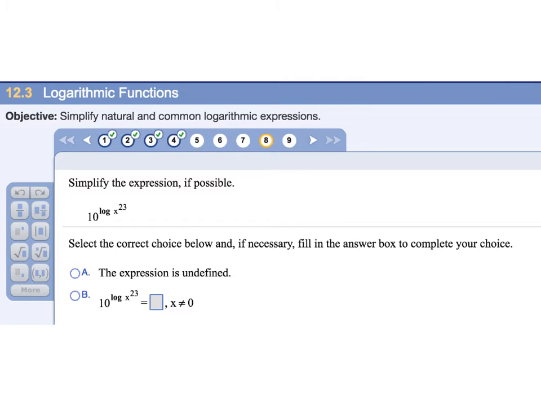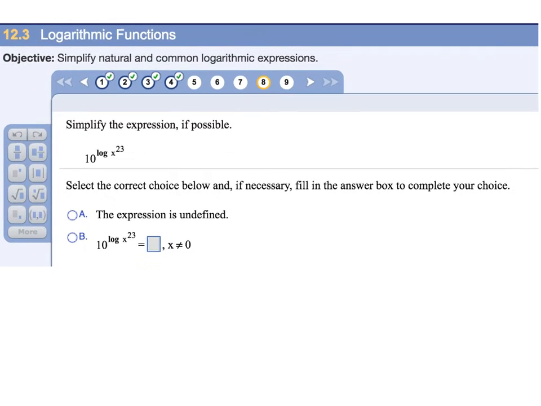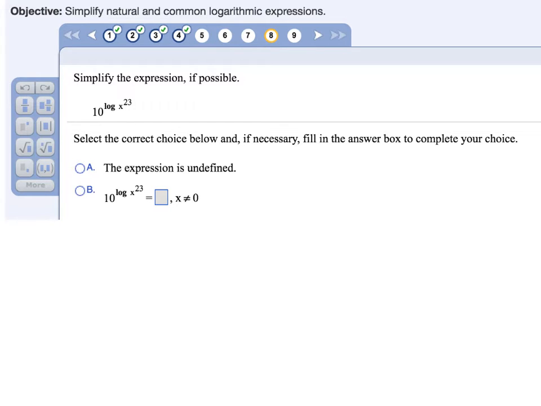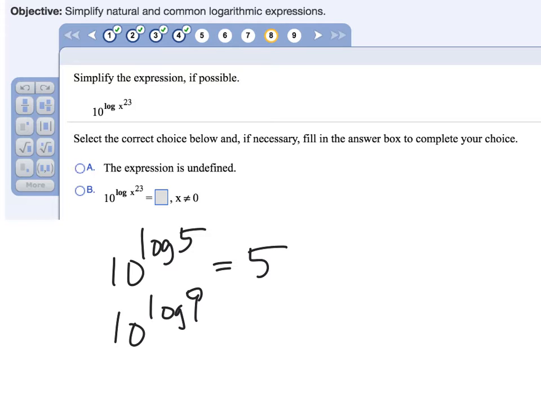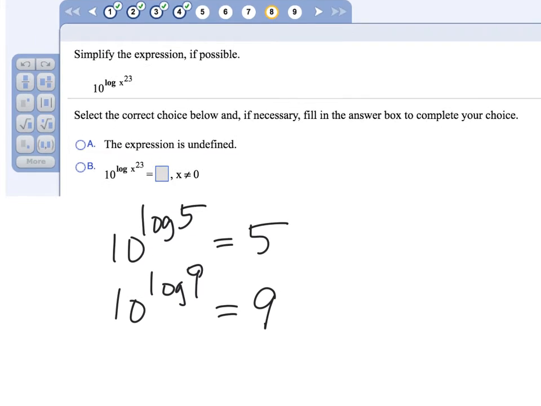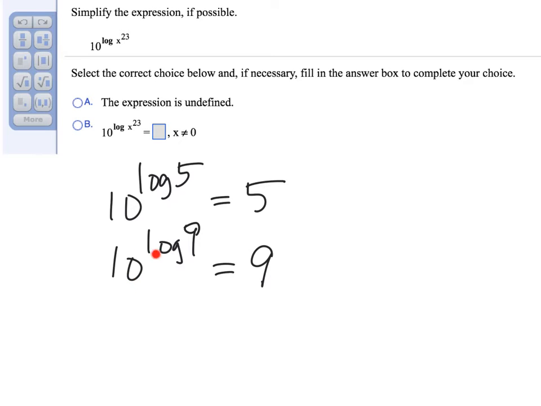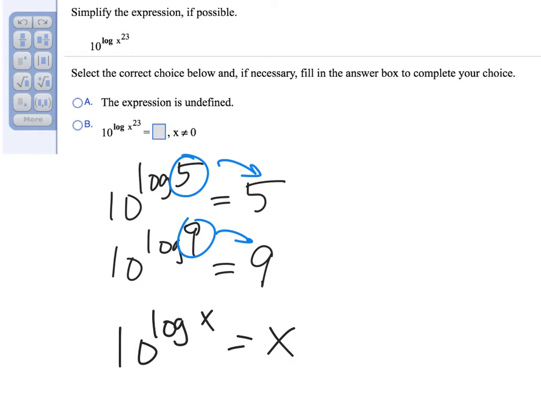So taking the pattern from that previous problem, we see that when we had 10 raised to the log of 5, the answer was 5. And if we were to say, okay, what about 10 raised to the log of 9? Well, the answer is 9. So it turns out that with 10 raised to the log of a number, that number becomes our answer. So really, if we were to say 10 raised to the log of x, the answer is going to be x, because we just take that x and put it there.